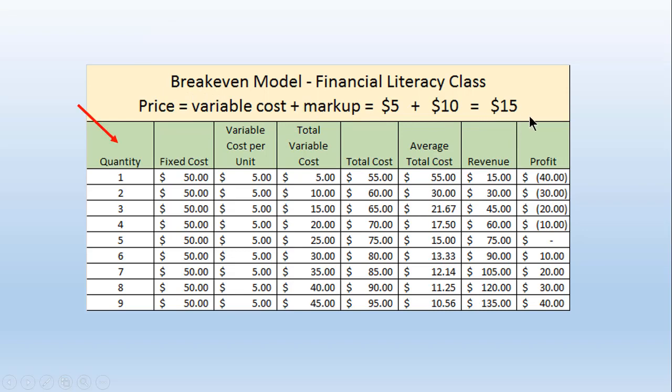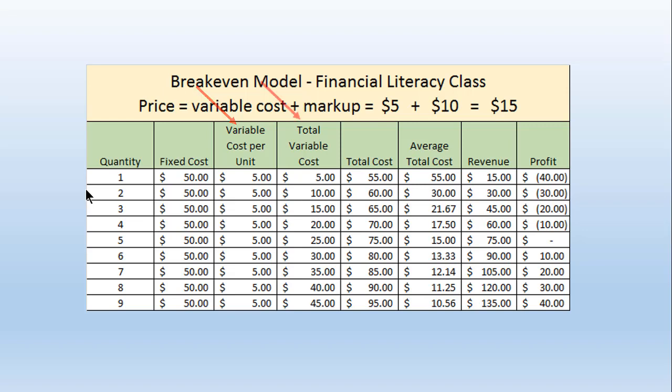So each of these columns have a role. Quantity is just that. I'm making 1, 2, 3, 4, 5, 6, 7, 8, 9 items. I've got a fixed cost, which in this case is 50 bucks, and this is 50 bucks per an accounting period or a production cycle. There's a time window assumed in a break-even model. There's a variable cost per unit. In this case, we could be selling lemonade, and it costs $50 to make the batch of lemonade. And we're selling commemorative glasses that cost us $5 each.